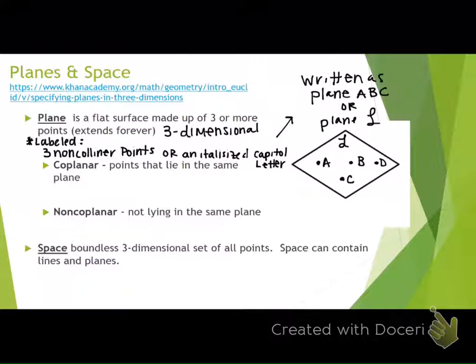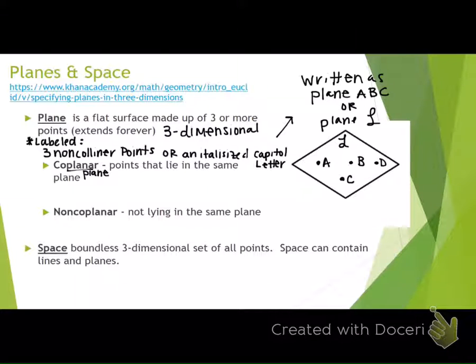All right, so coplanar, much like collinear, you see the word plane there. That means it's points that lie on the same plane. And then if you see non-coplanar, meaning not on the same plane. So let's talk about this conceptually.